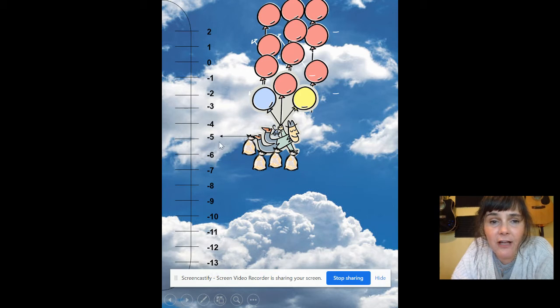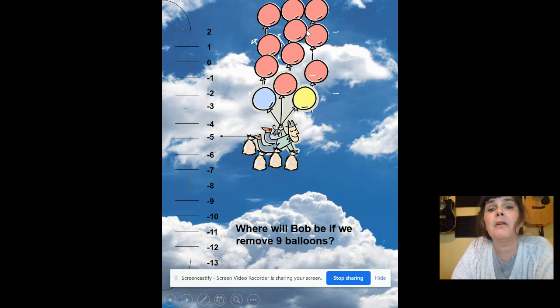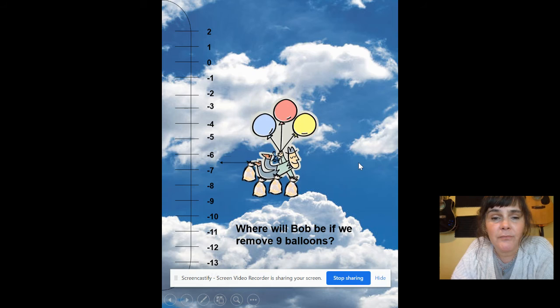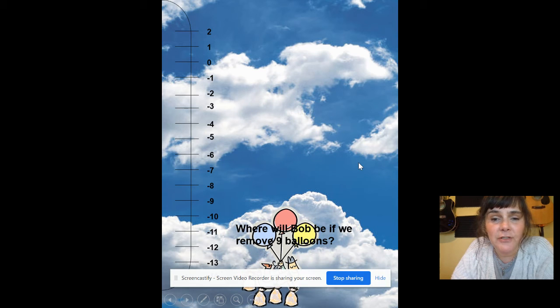We're at -5 already. And we're going to remove 9 balloons. Are we going to go up or down? Well, balloons stand for positives. They hold us up. But if we take them away, we're going to go down. So when we subtract a positive, we go down. So -5 minus 9, we're going to end up on -14.